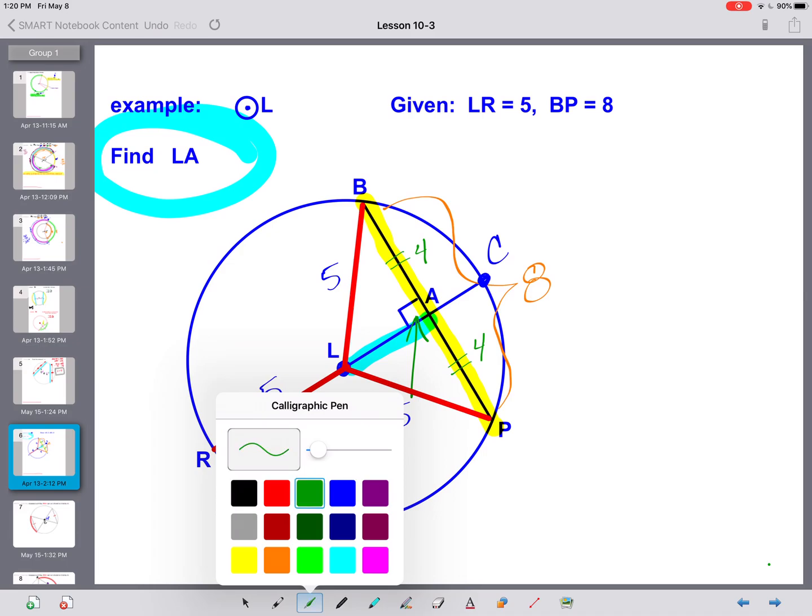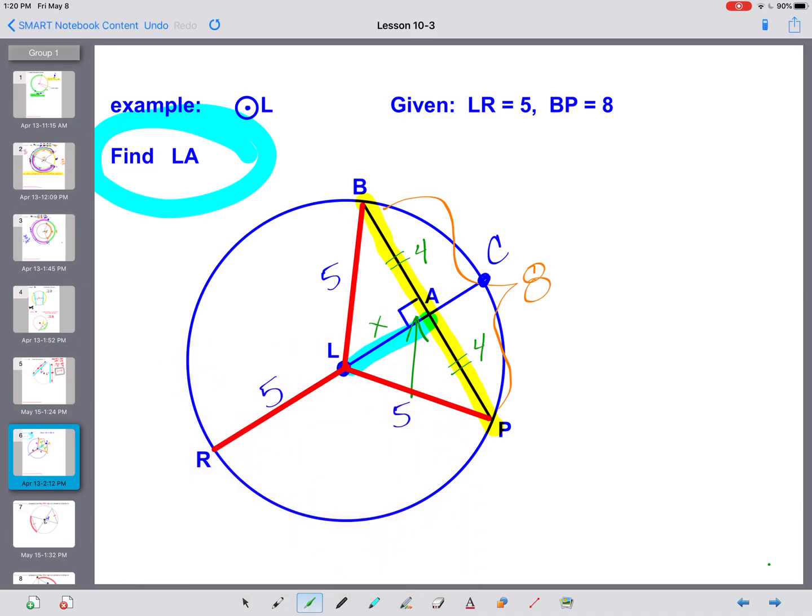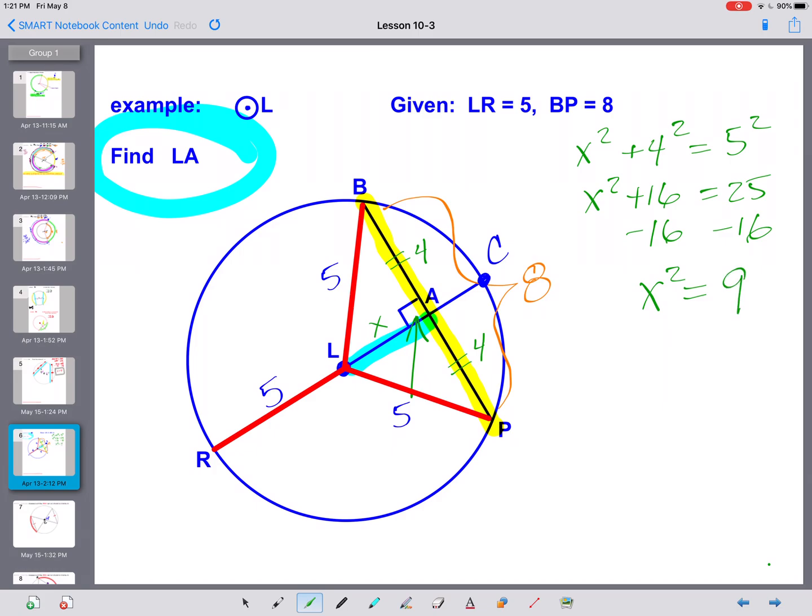Now, how do you solve for this, LA? Call it X. Yeah, you do the Pythagorean theorem. That's the key on this. You go, oh, I didn't see the right triangle. Well, you had to draw it in. Let's do it. I see x squared plus 4 squared equals, the hypotenuse is the 5, the radius. X squared plus 16 equals 25. Minus 16, minus 16. X squared equals 9. Root, we got it. X equals 3. That distance is 3. LA equals 3.